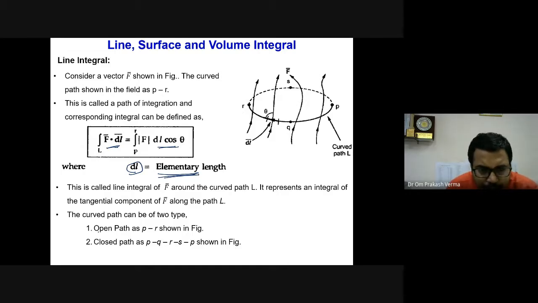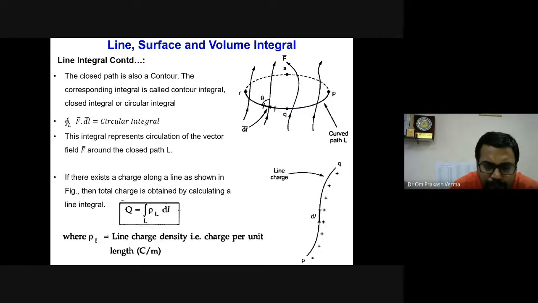Okay, it may be an open path, it may be a closed path. If it is an open path, let's say from P to R, then we write only the integral of F dot dl from P to R, right? If it is a closed path, a circular integral, then we can use a contour or closed integral. The closed path is also called a contour. The corresponding integral is called the contour integral. It is very important: contour integral, closed integral or circular integral, right?